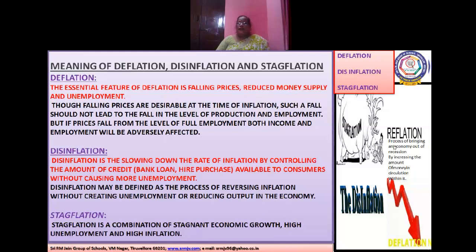Okay, reflation. Reflation is a process of bringing an economy out of recession by increasing the amount of money in circulation within it. Are you able to understand all the meanings for deflation, inflation, disinflation, stagflation, reflation, children? I'll give you once again the meaning for these, and then let us continue in the next class. Thank you, children. Have a nice day.